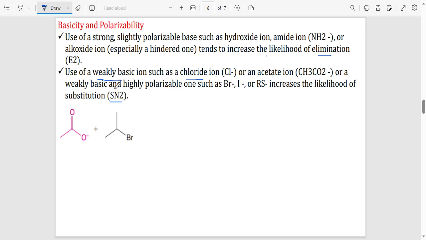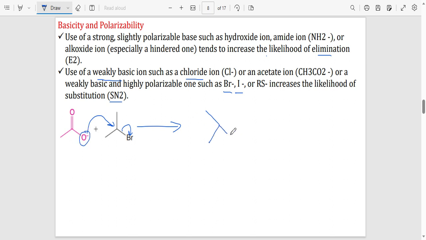Or even some weak bases which are highly polarizable, for example, bromide, iodide. These are also going to increase the likelihood of the SN2 mechanism. So this one will mostly undergo SN2 reaction, like 100%. So what is going to happen? This is going to be able to attack this carbon and then this bond will be broken. And so we are going to have, I'm going to write this here. We have got it like this, and then I'm going to write a connection with this position.